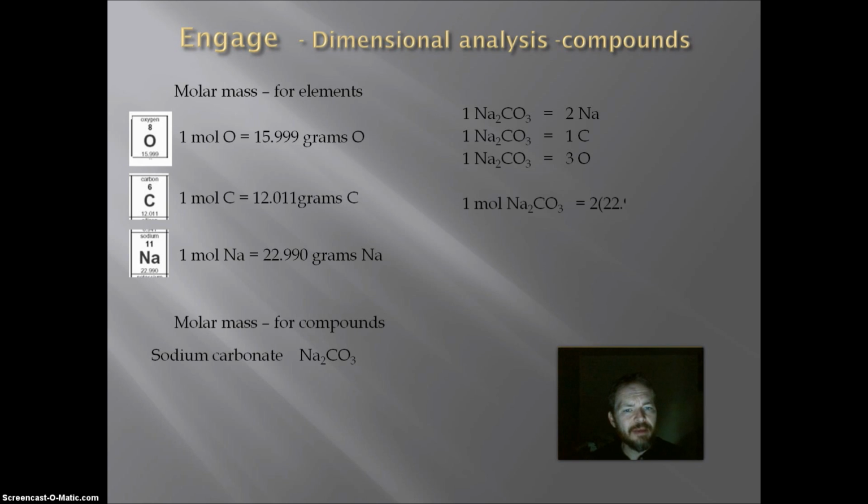So going to molar mass, I know that 1 mole of sodium carbonate would start with having 2 times the molar mass of sodium. So 2 times 22.990 grams of sodium. That accounts for all the sodium in my sodium carbonate. To that, I'm going to add 1 times 12.011 grams of carbon to account for all the carbon in that 1 mole of sodium carbonate. And then I'm going to add 3 times 15.99 grams of oxygen to account for all the oxygen in that 1 mole of sodium carbonate.